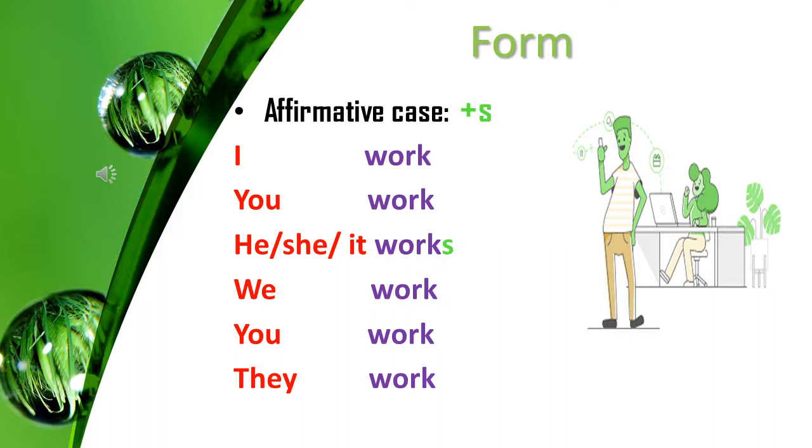So I work, you work, he works, she works, it works. So we add s to the verb when we have he or she or it. We work, you work, they work, no change, they don't change. This is the general rule. So we add s when we have he or she or it.